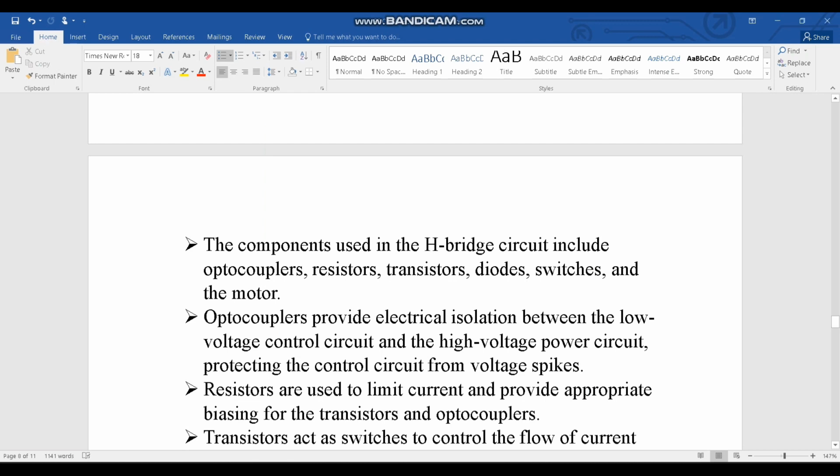Optocouplers provide electrical isolation between the low voltage control circuit and the high voltage power circuit, protecting the control circuit from voltage spikes. Let me explain it. An optocoupler is an electronic device that is used to prevent high voltage spikes. For example, if you have to provide the circuit with 12 volts, and accidentally you provided a 25 volt source or more than that.